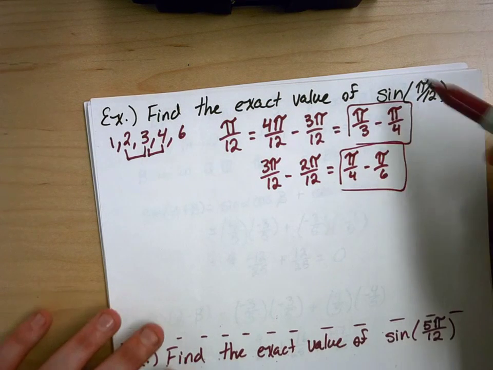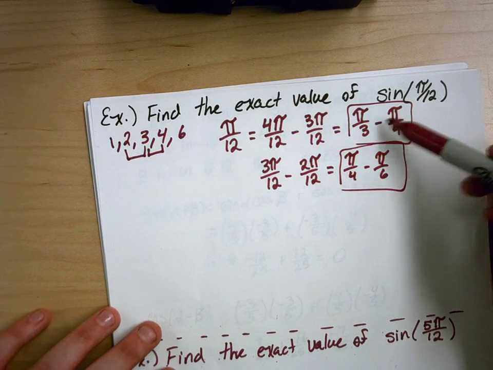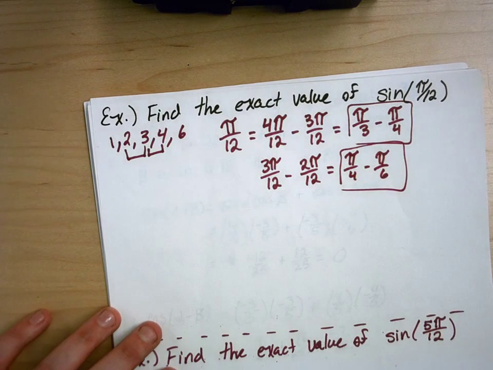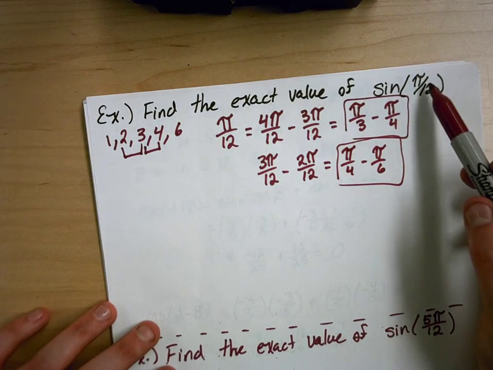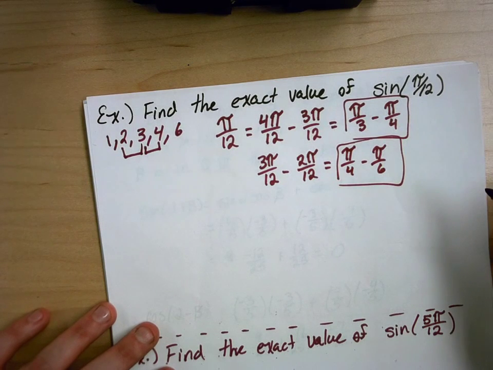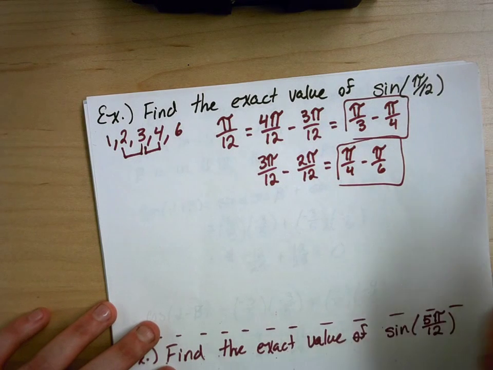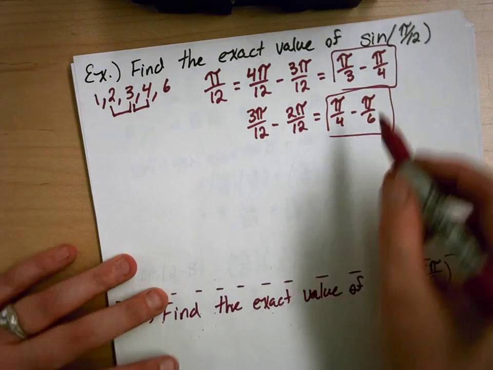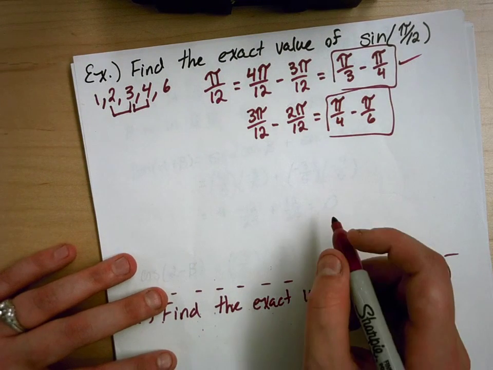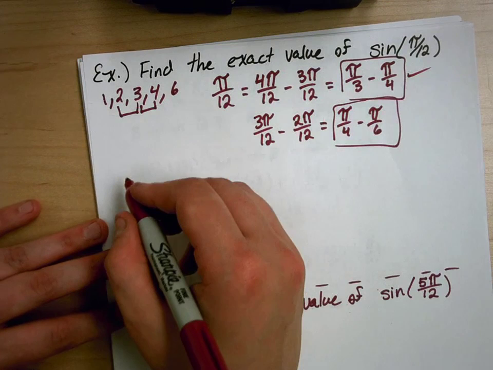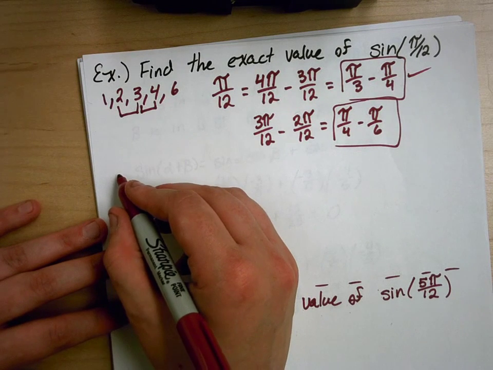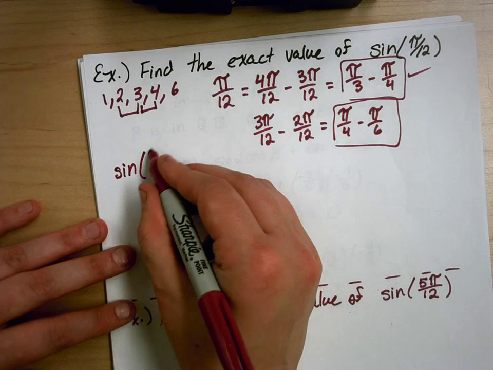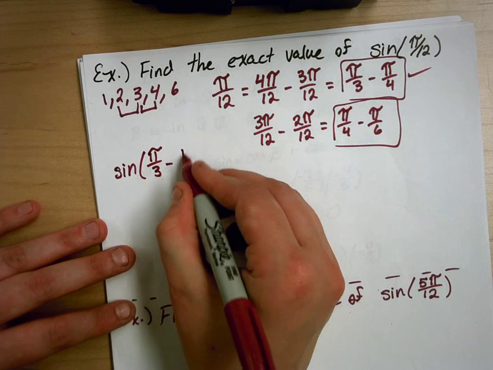So you don't have to use unique values when you do these. You just have to use values that you know, and that will work. You could have also changed this into degrees if that was easier for you. This is kind of a good skill to have for calculus. Okay, so I'm going to use this one. Now let's go ahead and work it out. So let's do sine of pi over 3 minus pi over 4.